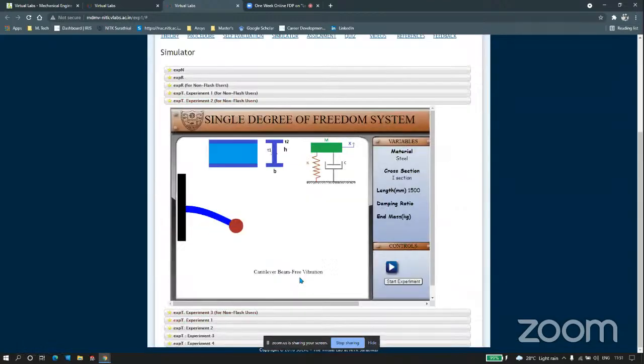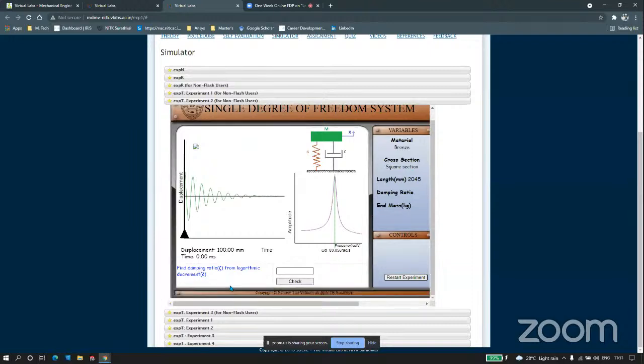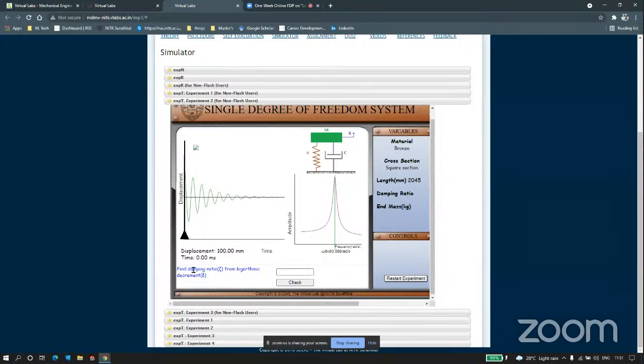So this interface is the same for all the experiments, except the variables will change. So I'll start the experiment, and I'll get here material as bronze, square section, and length is mentioned over here. So for the damping ratio, here we have to find the damping ratio from the logarithmic decrement.